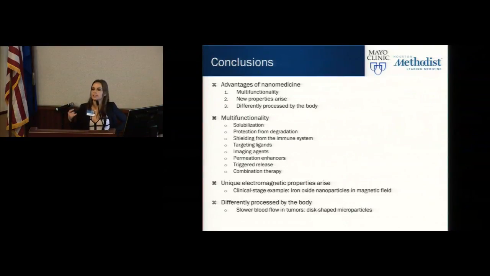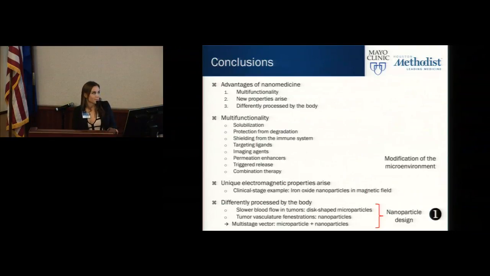And we can exploit this slower blood flow in tumors by designing discoidal microparticles, and we can exploit the tumor vasculature fenestrations by designing smaller nanoparticles. And if we put these 2 strategies together, we can come up with the multi-stage vector concept that is now entering phase 1 clinical trials. So this is an example of a nanoparticle design approach to improve site-specific delivery. But as I mentioned, we can also modify the microenvironment to improve drug delivery, and this is what I'll be talking about next.